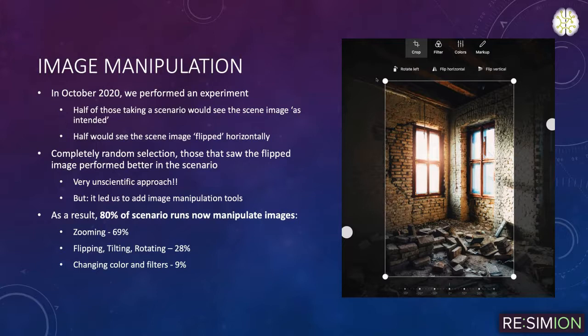And what we found was that for the 50% that we flipped, they appeared to be better. Now, it was a very basic hypothesis. It was based on nothing, and it was certainly not a scientific approach. But what it did was allow us to add image manipulation tools so that you could take images of scenes or cells or whatever you're looking at, various other types of evidence or pictures, and allow students to zoom them, to flip them, to change the colors and filters.